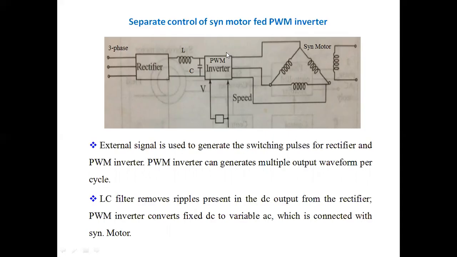The number of switches used in the inverter is the same; the only difference is how we give the firing or switching pulses to the inverter. If we give multiple firing pulses per half cycle, it can generate multiple output waveforms per cycle in a PWM inverter. Suppose we give only a single switching pulse to the inverter, it can generate only a single output waveform, as in a square wave inverter. So the difference between PWM inverter and square wave inverter is based upon the switching pulses applied. In terms of structure, both are the same.